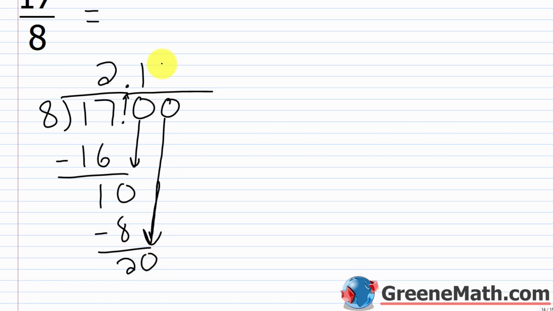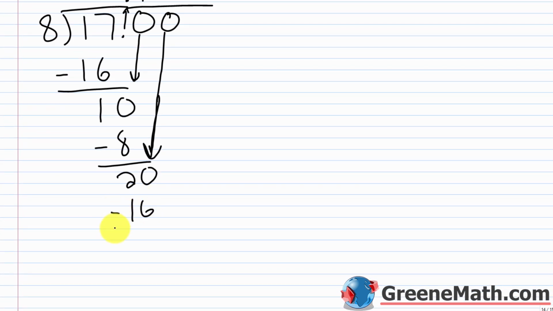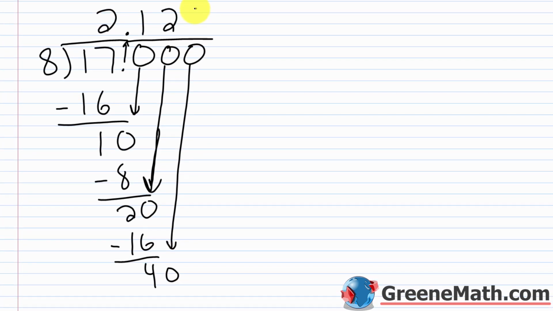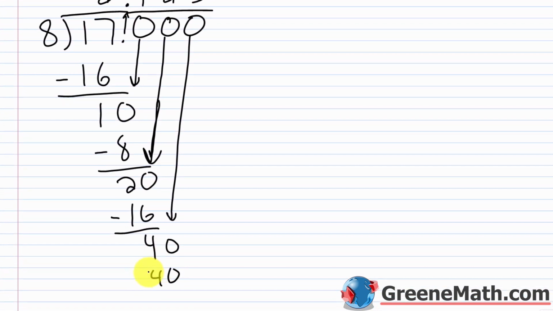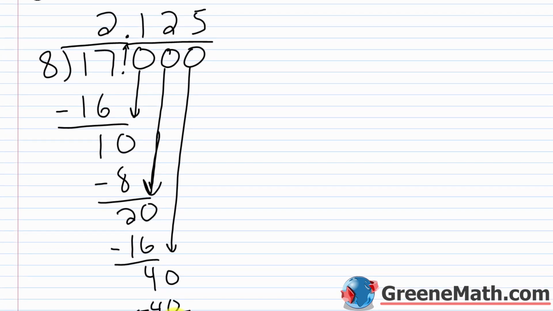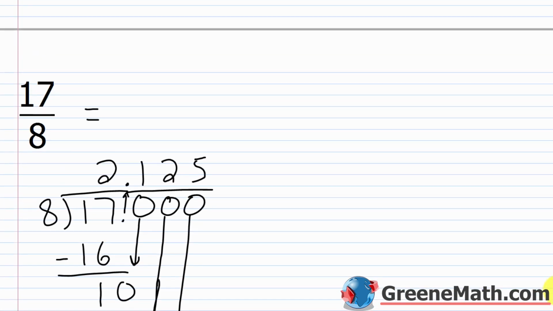So 8 is going to go into 20 twice. 2 times 8 is 16. Subtract and get 4. Put a 0 here and bring this down. 8 is going to go into 40 exactly 5 times. 5 times 8 is 40. Subtract and get 0. So 17/8 is 2.125. Or again, we could have also written this as a mixed number as 2 and 1/8, right? All of these are the same. We have our improper fraction, we have it as a decimal, and then we have it as a mixed number.